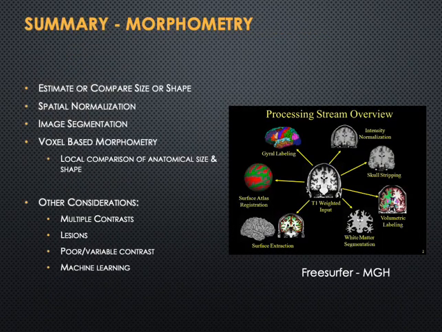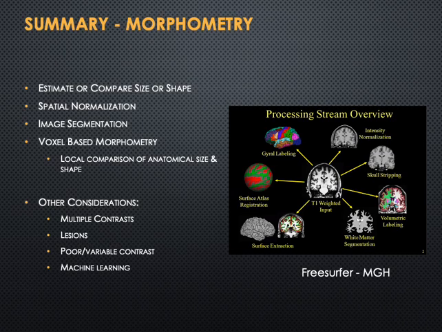So in summary, morphometry is a class of techniques that we can use to estimate and compare the size and shape of the brain and substructures. And the key steps associated with these sorts of measurements are spatial normalization, image segmentation, and voxel-based morphometry, which allows us to do a local comparison of anatomical size and shape.